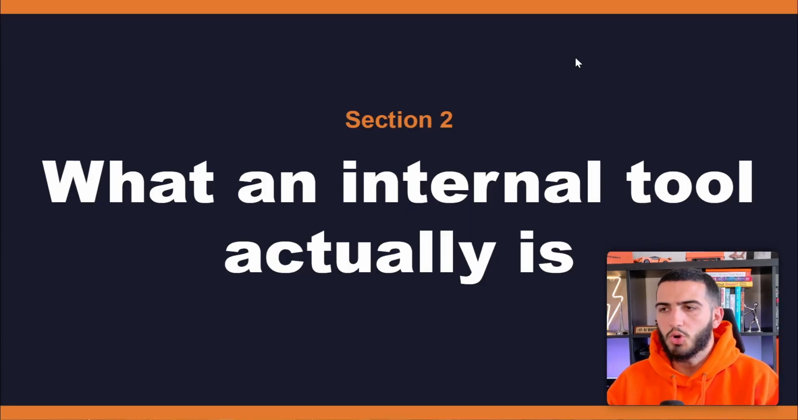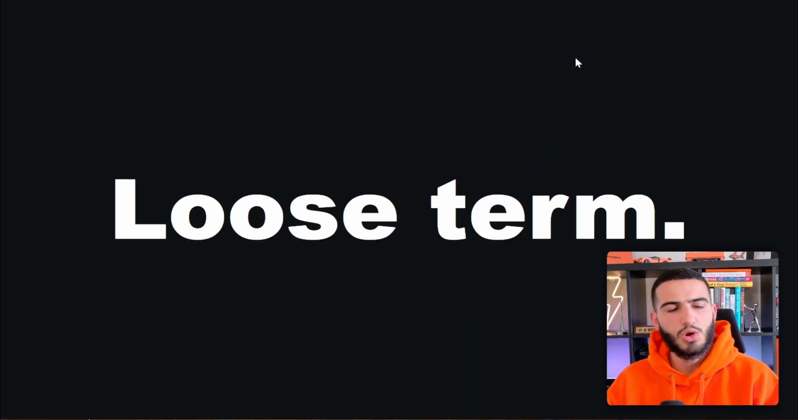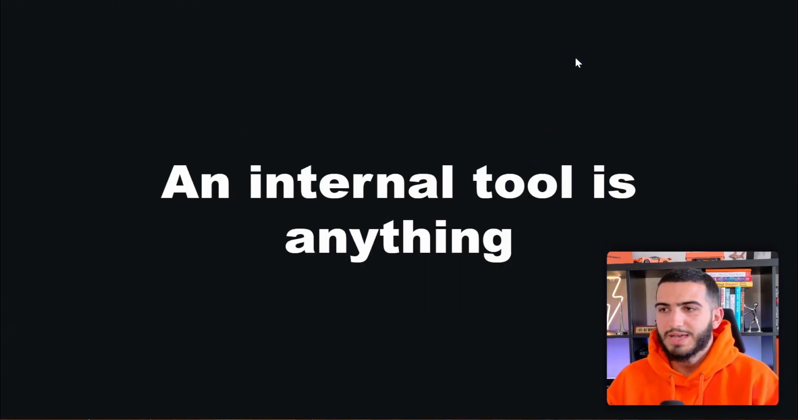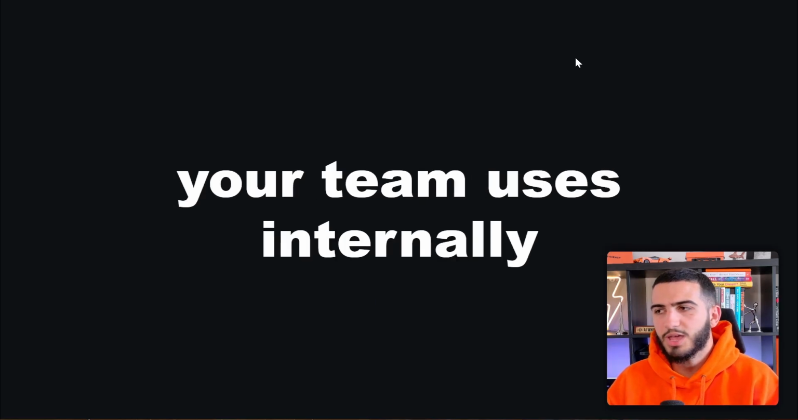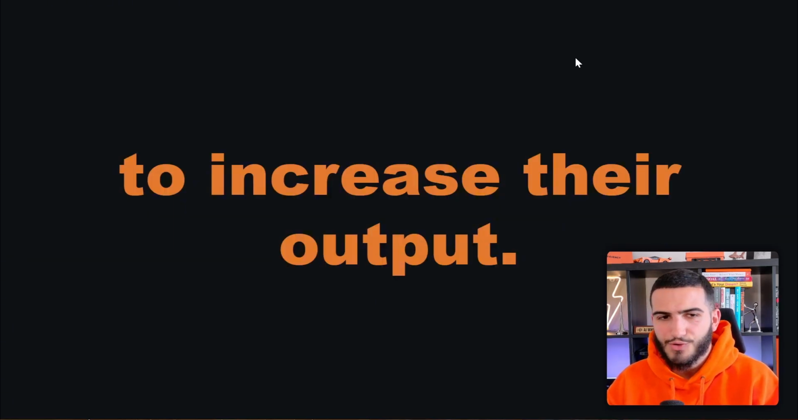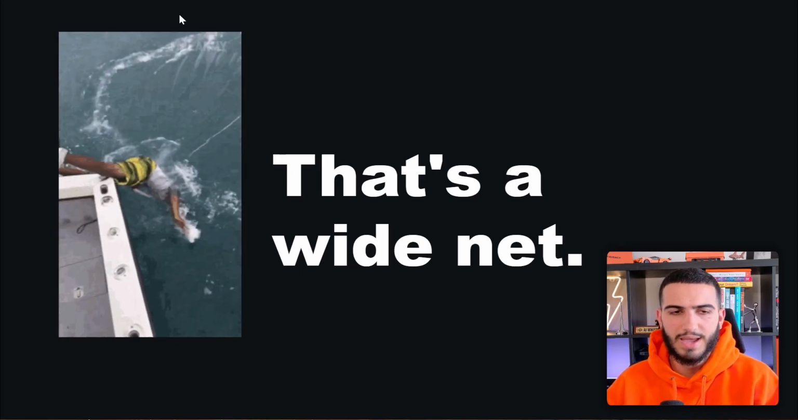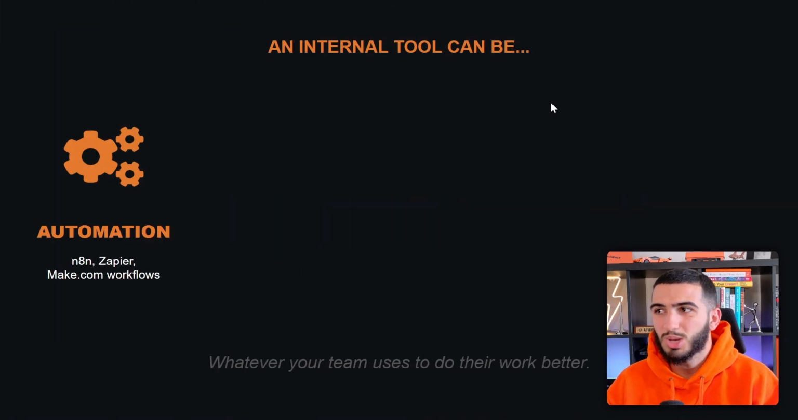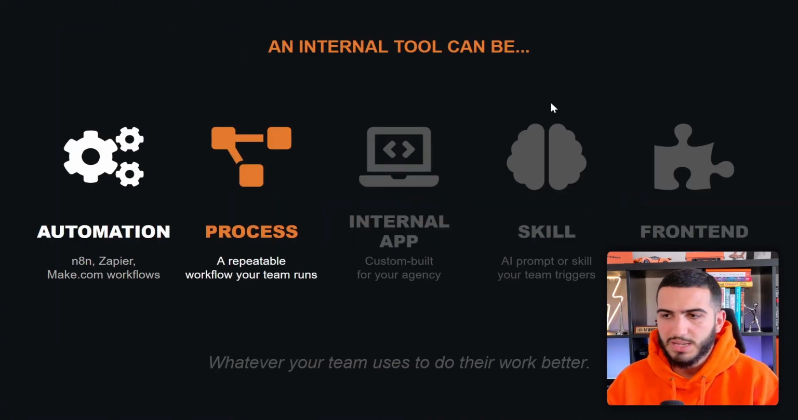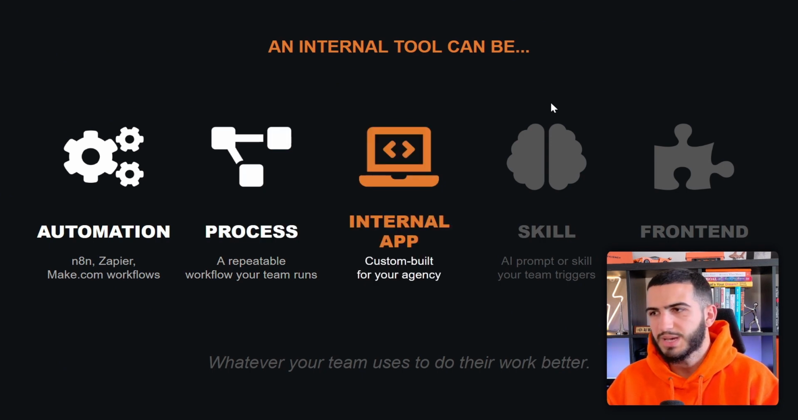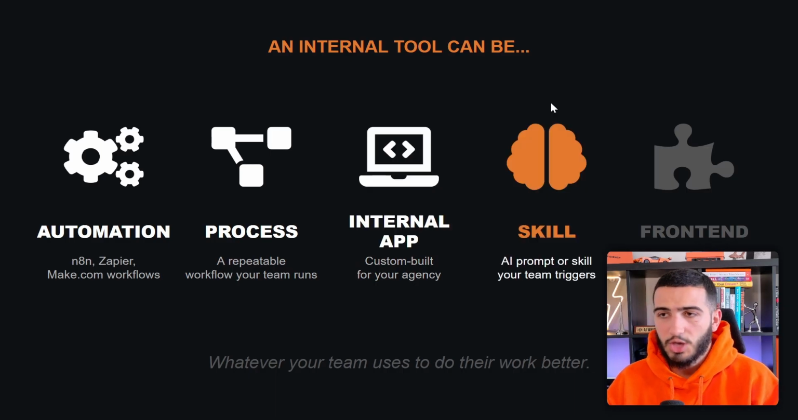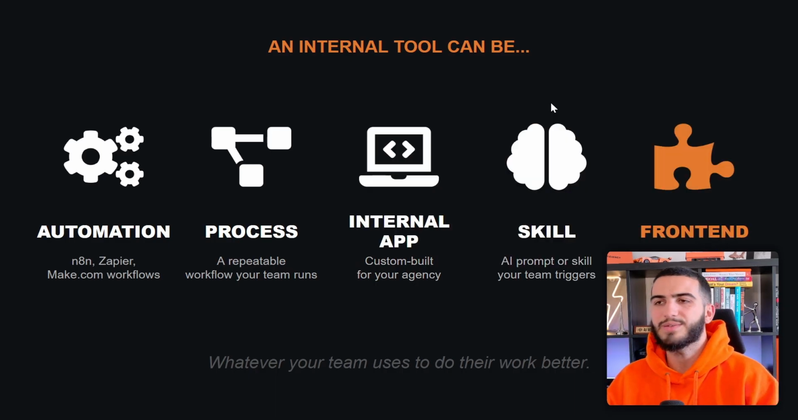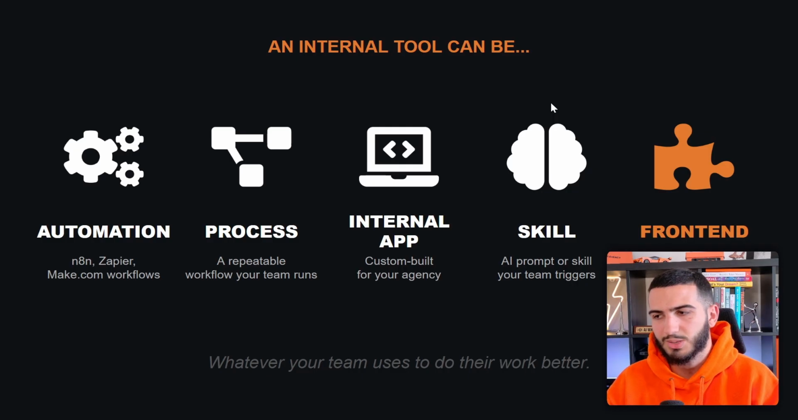The first thing I want to go over is what an internal tool actually is. An internal tool is a very, very loose term. So let's go ahead and actually define it. An internal tool is anything that your team uses internally to increase their output. Now, that's a very, very wide net, but it's on purpose because an internal tool can be an automation, it can be a process, which is a repeatable workflow your team runs, it can be some sort of internal app like the ones we talked about at the start of the example, it can be a sort of skill that you can use AI to train on, or it can even be a simple front end that your team actually interacts with.